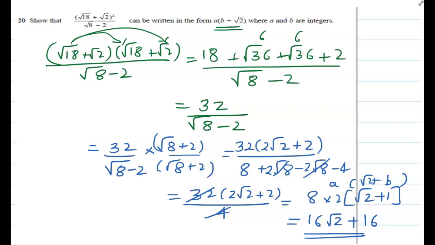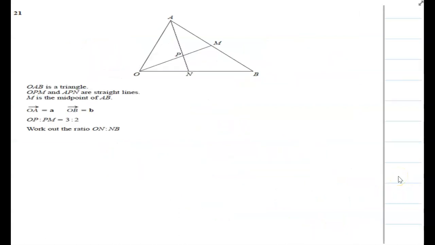Now let's go for another question. Okay, in this vector question, OAB is a triangle, OPM and APN are straight lines. OA is given as A and OB is given as B, right? So this is A and this is B, and the ratio OP to PM is given as 3:2, and you need to find the ratio of ON to NB. So let's start with this vector: OA plus AB equals OB.